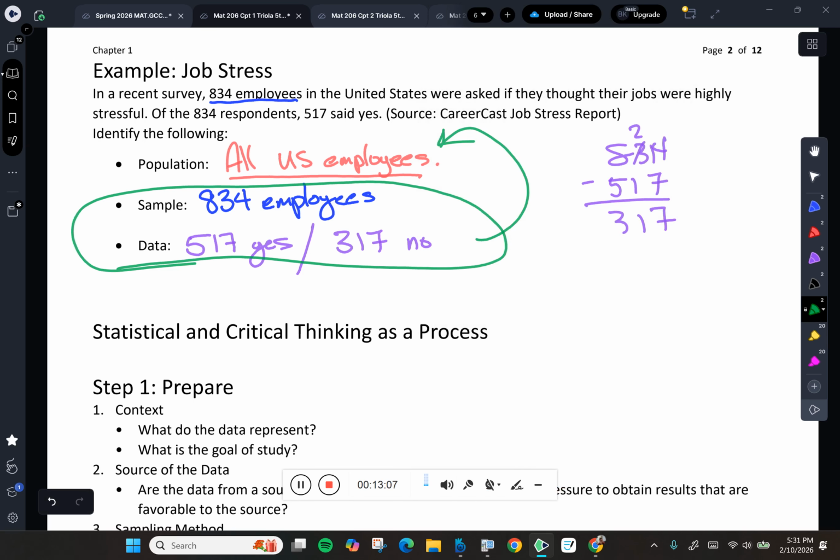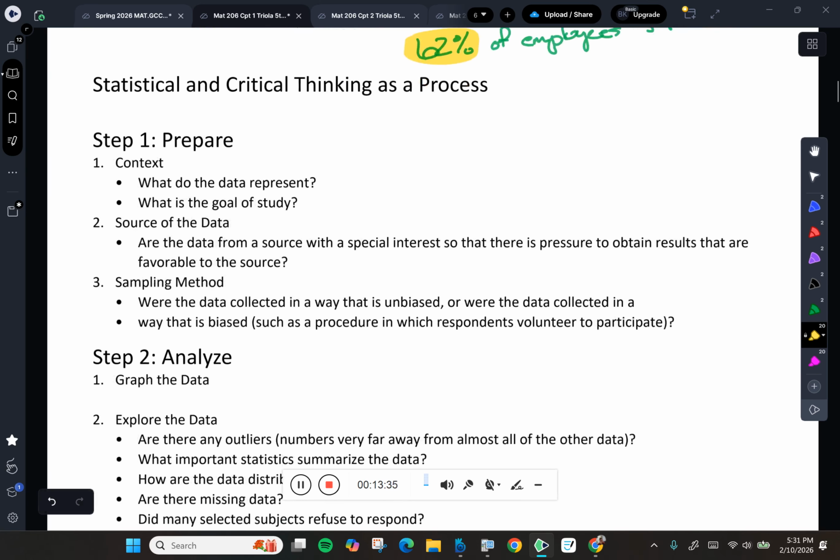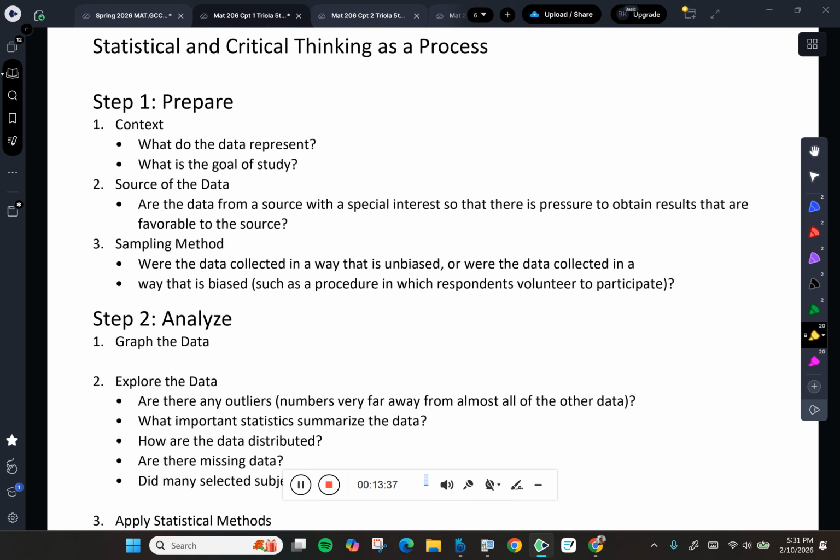So can we say that 62% of employees think their jobs were stressful? Is that the prediction we can make? Is that the inference we can make? Okay. And again, when we get a little deeper into the course, we'll look at whether or not we can consider this an accurate value or how accurate we can consider that.